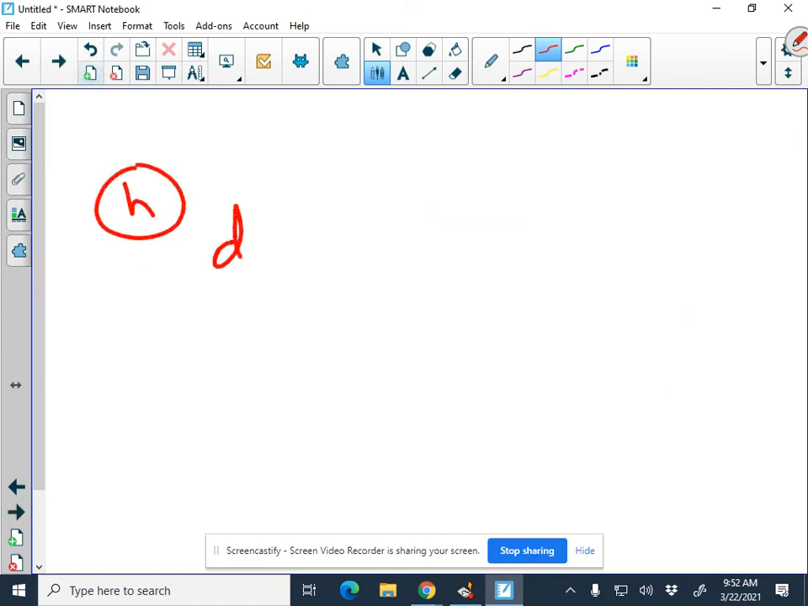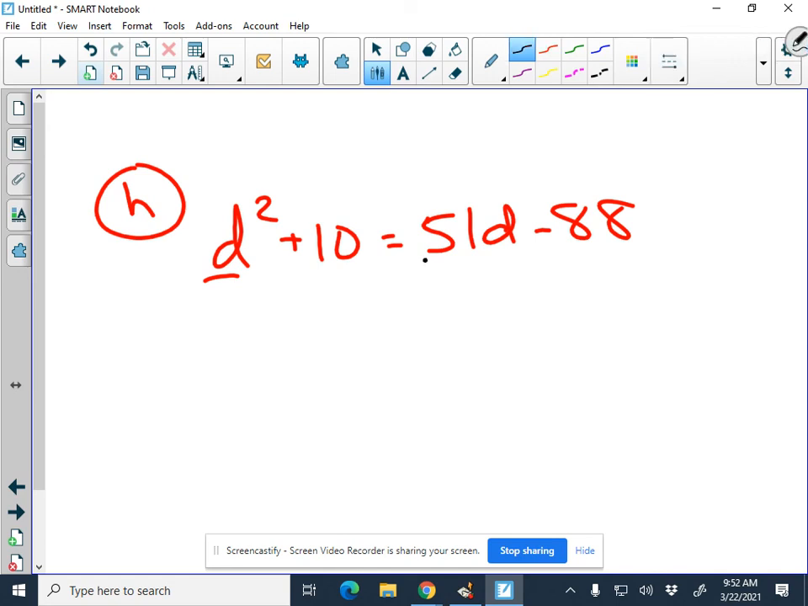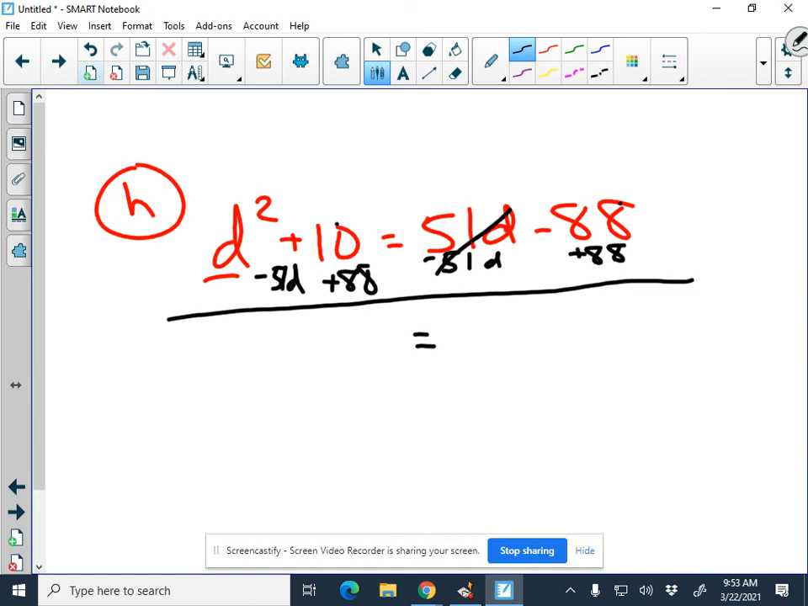H. d squared plus 10 equals 51d minus 88. Is that positive? Yes or no? Then we're going to move everything to that side. Everything over to the left. Okay? So I am going to subtract 51d from each side. And I'm going to add 88. Now the 88 and the 10 are like terms. Over here, gone, gone, 0. That's the goal, to make that side 0.